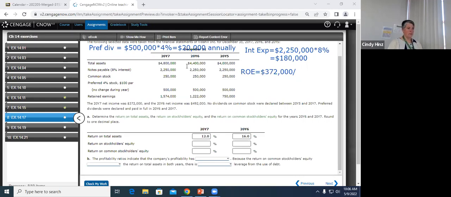We can find our equity by simply adding together all of the pieces that make up their equity, the common stock, the preferred stock, and the retained earnings. So to find the average for the 2 years, we're going to have to add together the common stock, the preferred stock, and the retained earnings for both years, and then divide by 2.